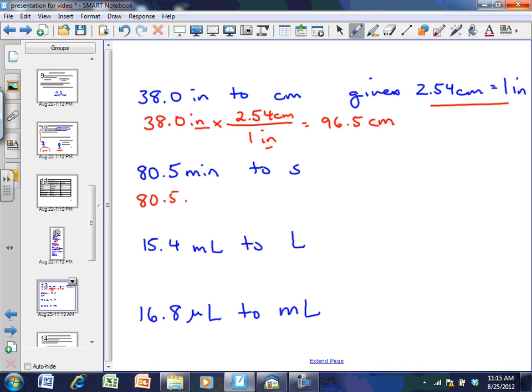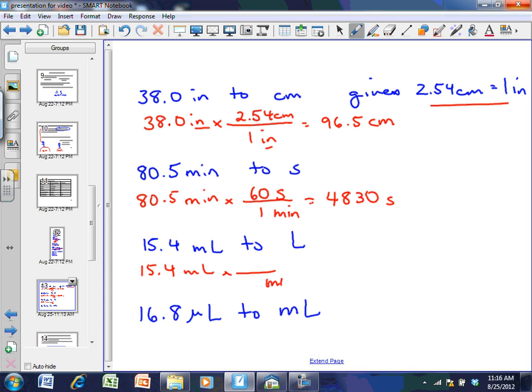80.5 minutes to seconds. So I'm going to assume that you all knew the conversion factor, right? That minutes and seconds, and then I say how many minutes in a second, or vice versa, and I know that there are 60 seconds in 1 minute. So it's 80.5 times 60, and that's 4830 seconds.